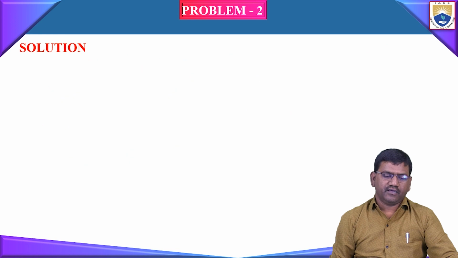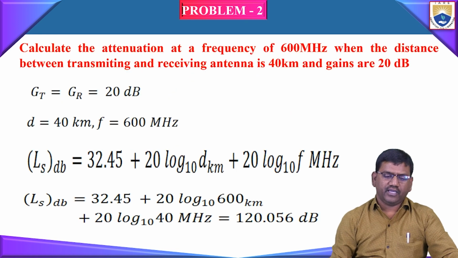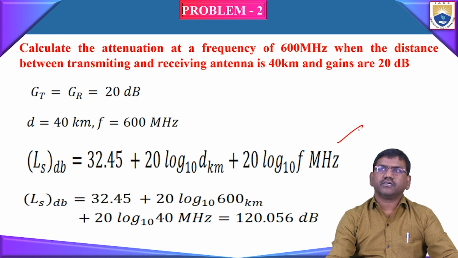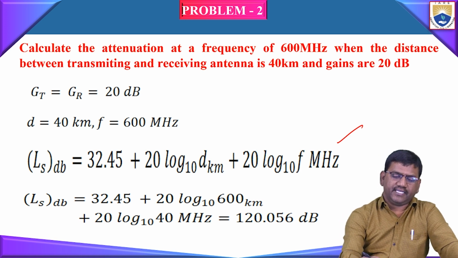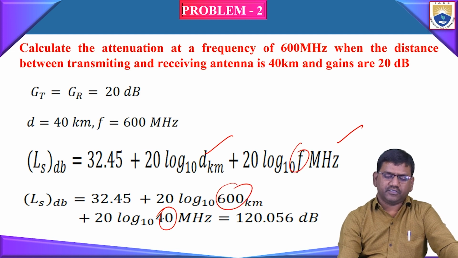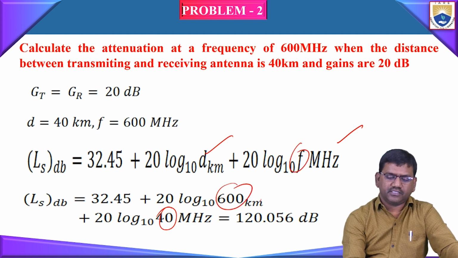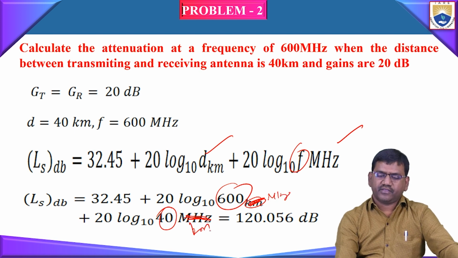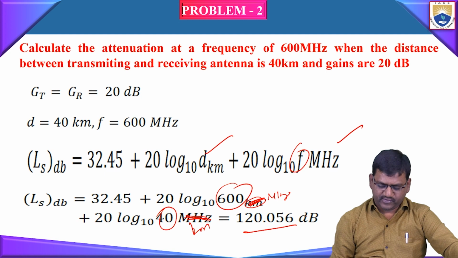So based upon the formula, we can find out the value of LS. That is LS equal to 32.45 plus 20 log D, with D in kilometers, plus 20 log F, with F in megahertz. We are given D is equal to 40 kilometers here and F is given as 600. Just substitute here. This is in megahertz and this is in kilometers. If you simplify this, you will get 120.056 dB here.